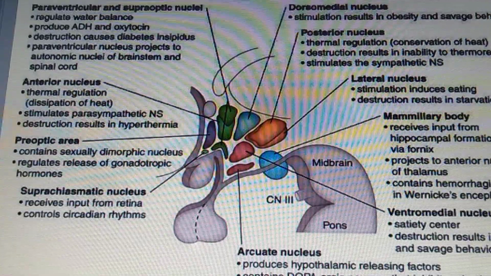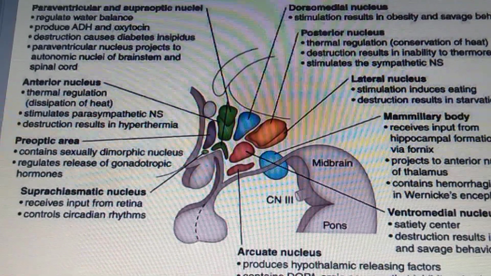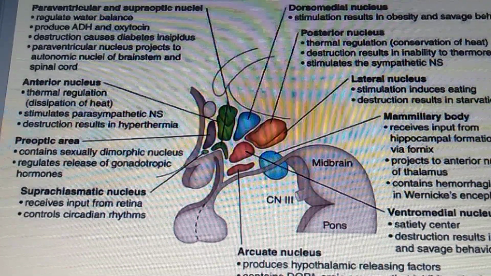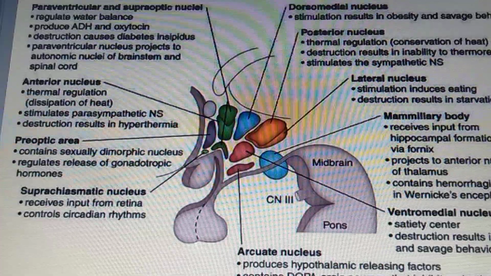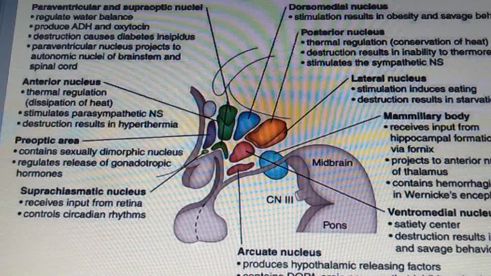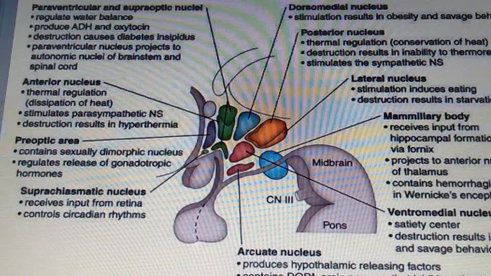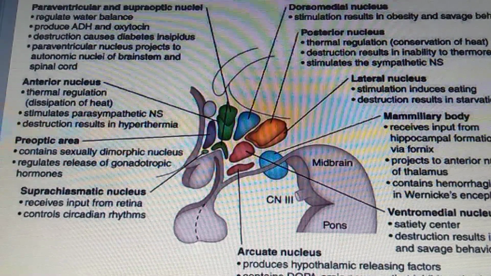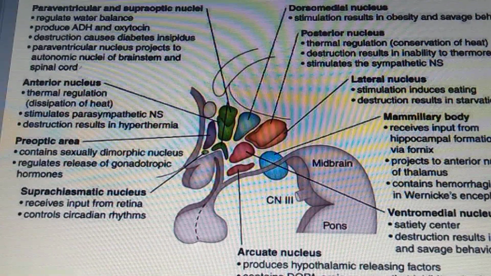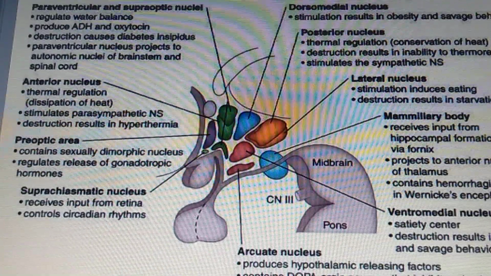So stimulation of the feeding center or damage of the satiety center causes hyperphagia, that is overeating, which will lead to obesity. And stimulation of the satiety center or the damage of the feeding center causes hypophagia or even aphagia and death from starvation. Next, the thirst or the drinking center is situated in the lateral part of the hypothalamus. Its stimulation causes copious drinking and overhydration.